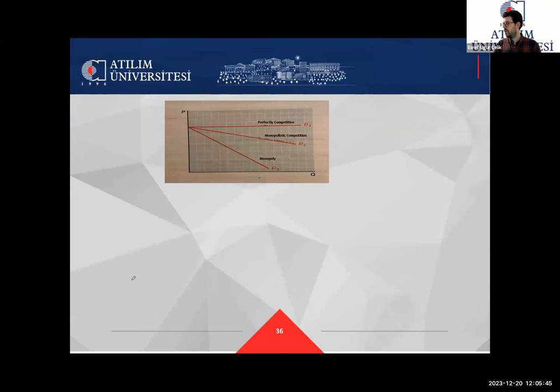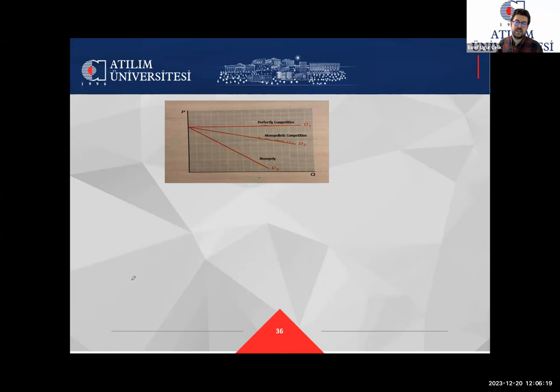Okay. These are the demand curves of perfect competition, monopolistic competition and monopoly. In perfect competition, it's horizontal, perfectly elastic. The reason behind the perfect elasticity is that the competition level is too high. They cannot influence the price. Firms are price takers. That's why the shape is like that.